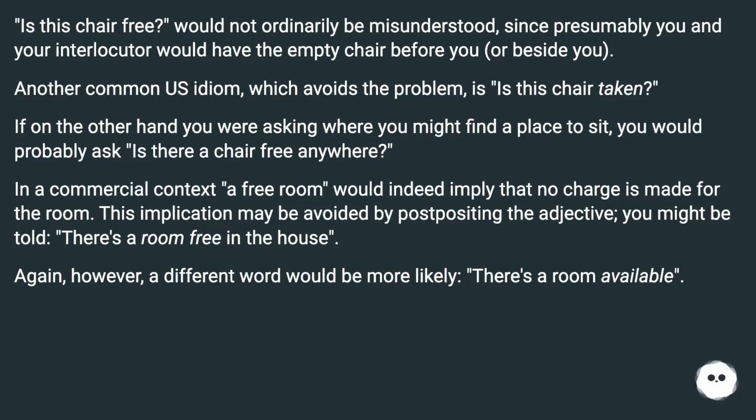In a commercial context, a free room would indeed imply that no charge is made for the room. This implication may be avoided by postpositing the adjective; you might be told, there's a room free in the house. Again, however, a different word would be more likely: there's a room available.